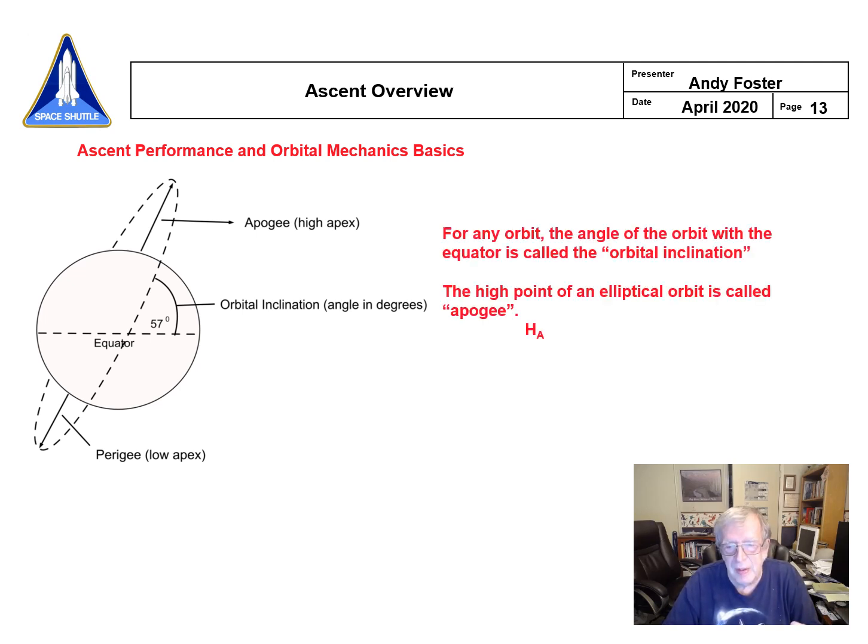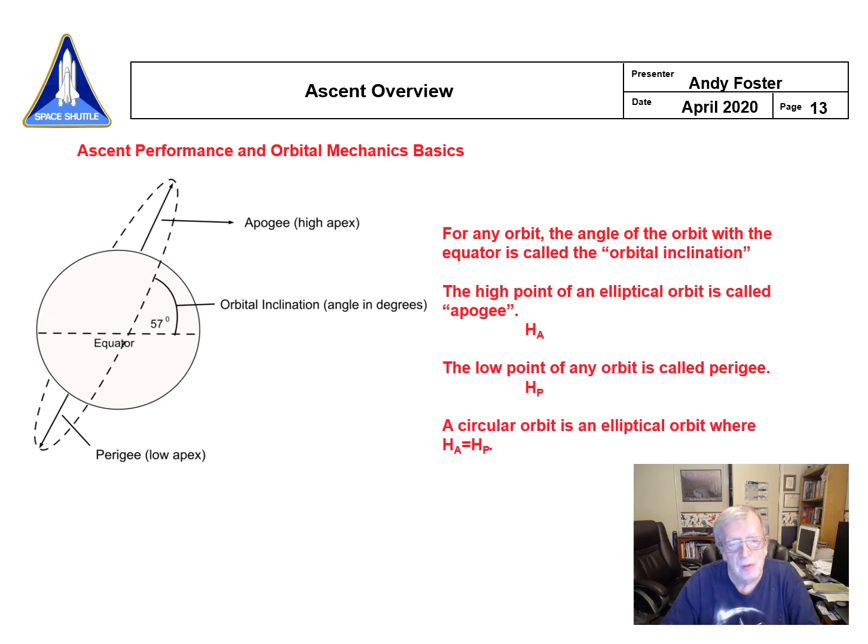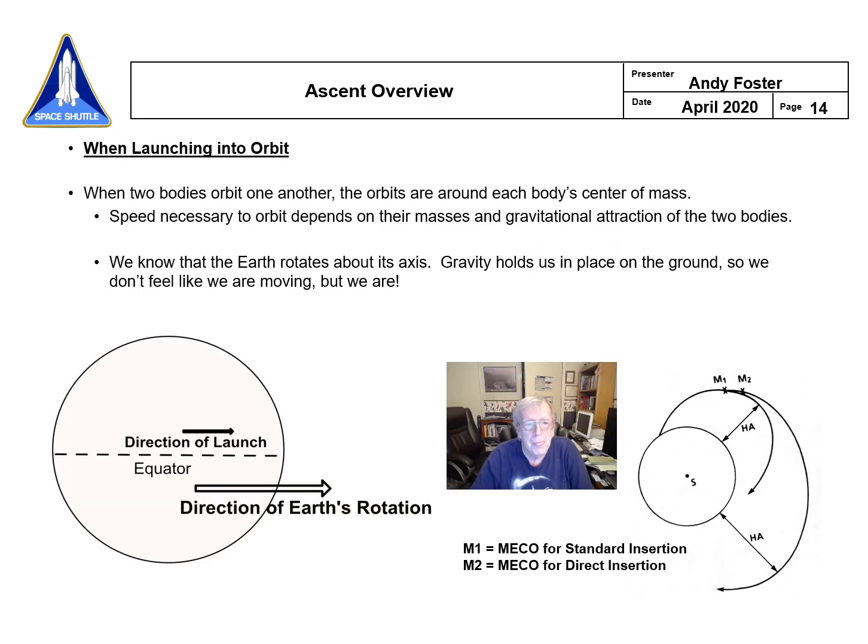Okay, so we already talked about that. Talked about the high points, apogee, low points, perigee. So what's a circular orbit then? Well, orbits are by definition elliptical. A circular orbit is nothing more than an ellipse that has the two axes the same size. And so a circular orbit is simply where your apogee and perigee are the same. That's it. Okay. So now you understand basic orbital mechanics.